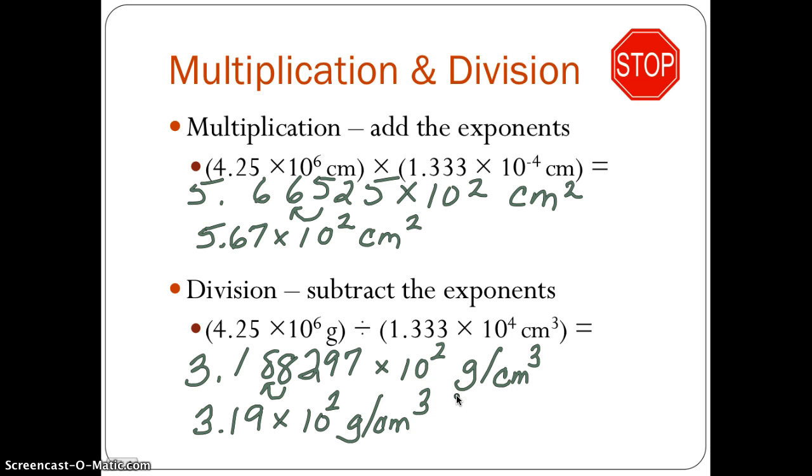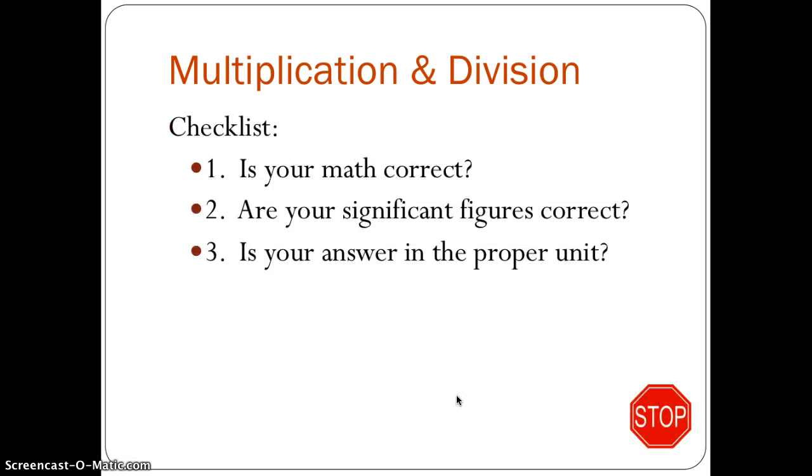So that's a really basic start for multiplication and division. When you're doing these problems, you should go through a checklist. You should always ask yourself, is your math correct? Go back and look at your numbers and just see if they make sense. Then, after you solve, make sure that your significant figures are correct. Remember your rules. Go back to your book or to your notebook and review those rules if you forgot them. Then of course you need to ask yourself if you're using the proper unit.